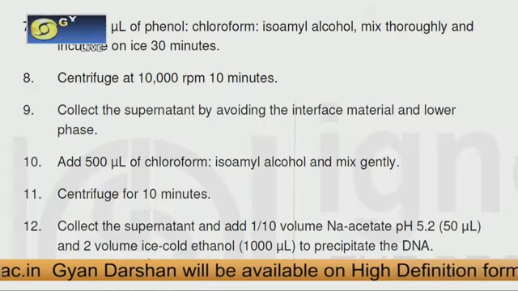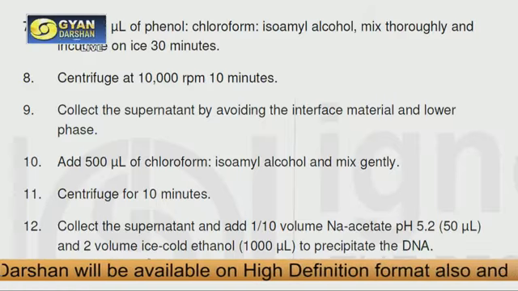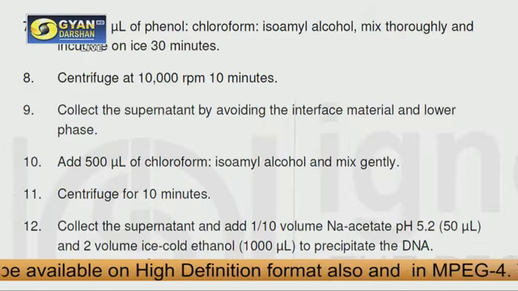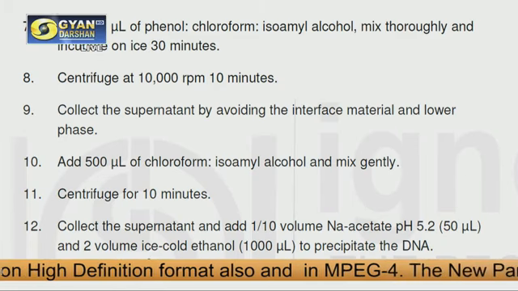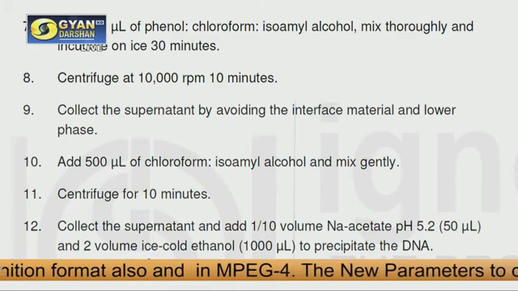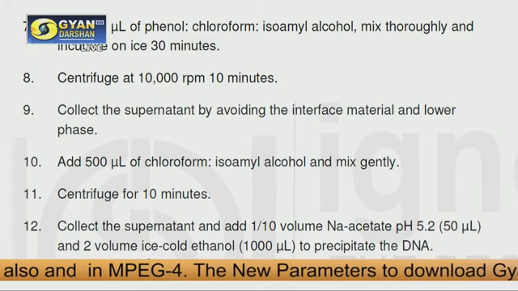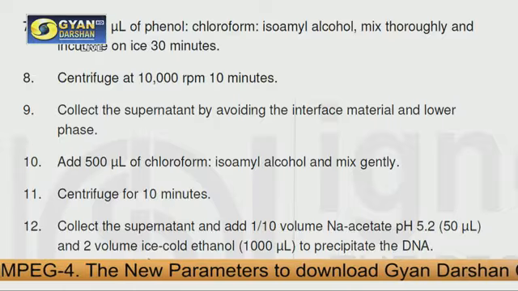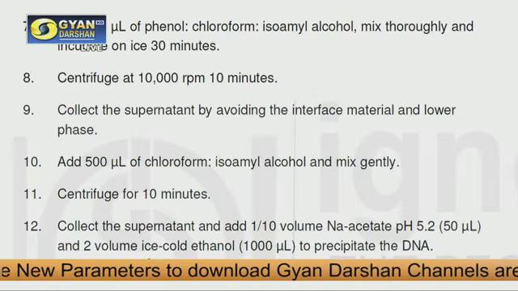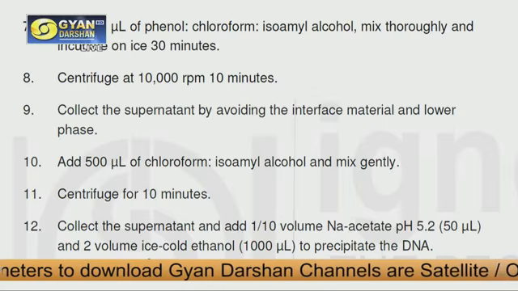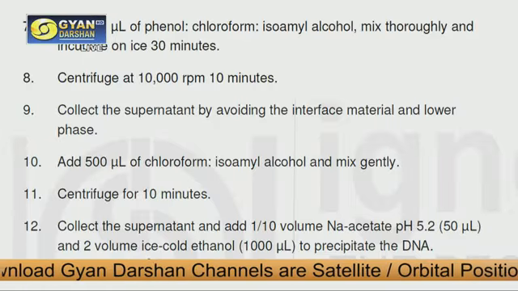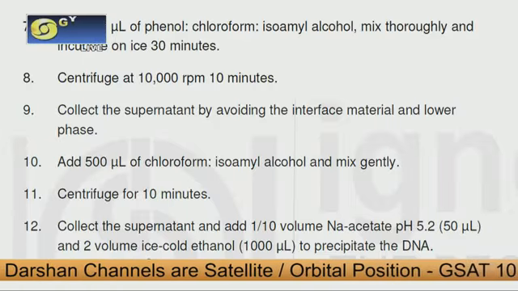Then you add 500 microliter of chloroform isoamyl alcohol. Again you mix it, but don't mix it vigorously, for the same reason that the DNA might get degraded. You have to handle it very gently. Then centrifuge it for 10 minutes, collect the supernatant, and now you have to precipitate the DNA.